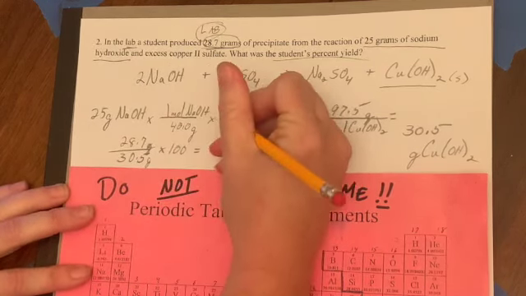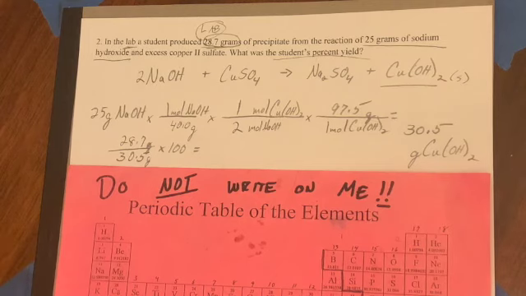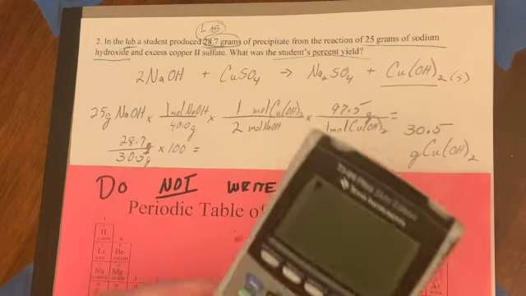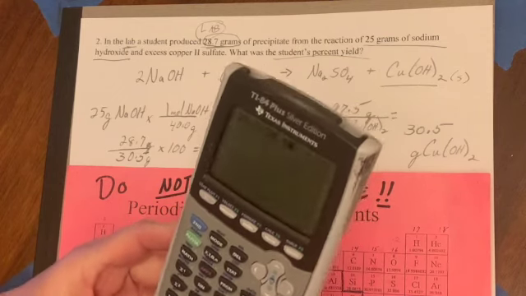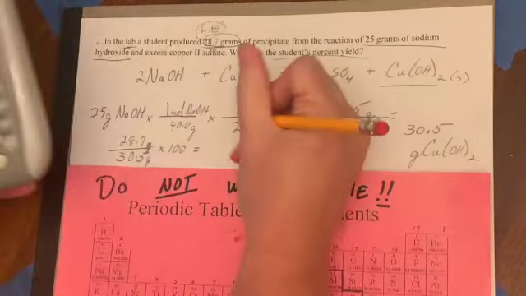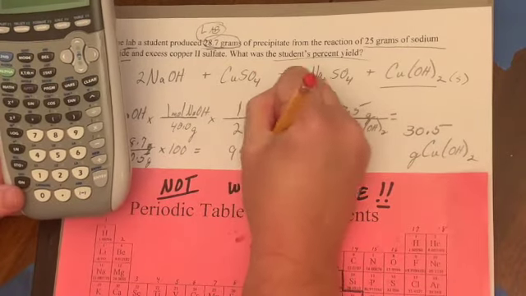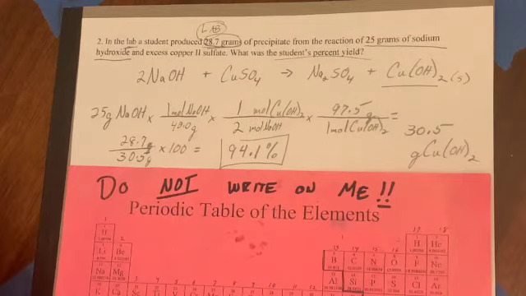And I find that I have a percent yield of, okay, got to put that in my calculator, and I have 28.7 divided by 30.5, all right, multiplied by 100. It's about 94.1% as your final answer there.